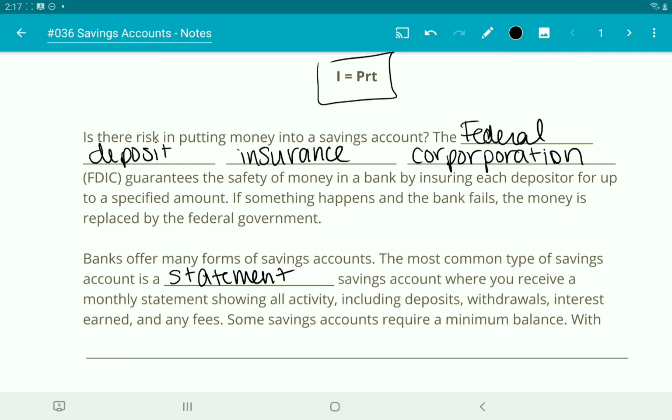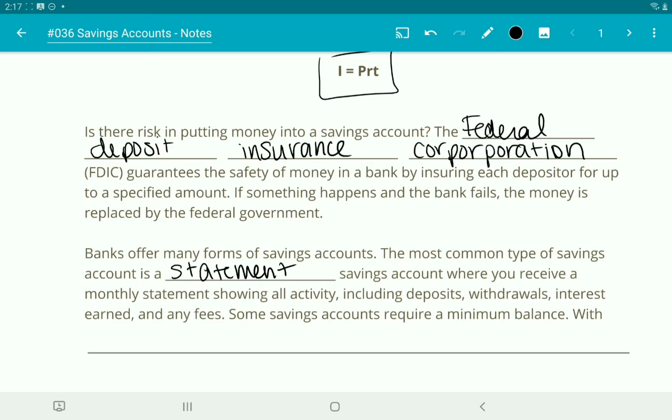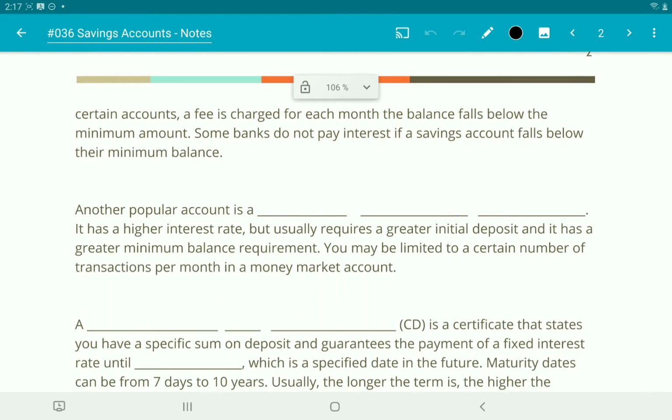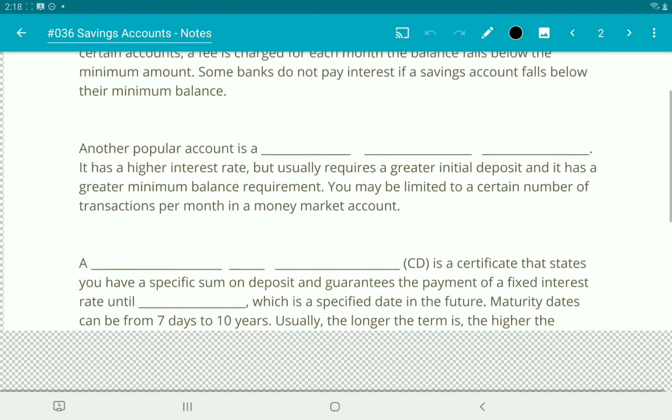Some savings accounts require a minimum balance as well. So with certain accounts, a fee is charged for each month that the balance falls below the minimum amount. Some banks don't pay interest if a savings account falls below the minimum balance, so you have to have a certain amount at least in that bank account, or they won't give you interest, or you're charged every month.